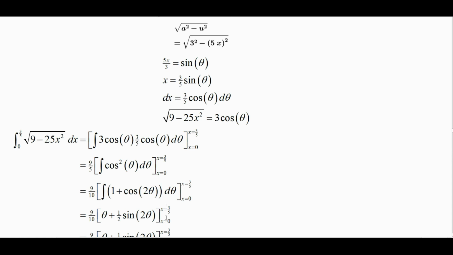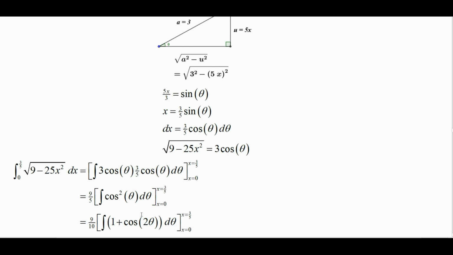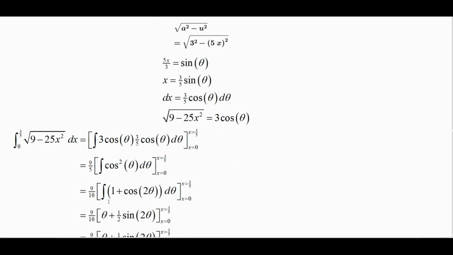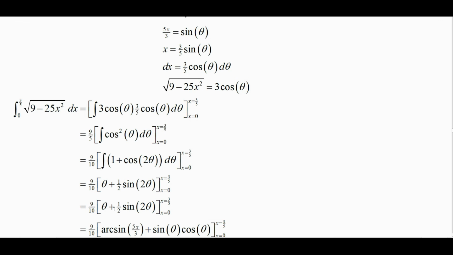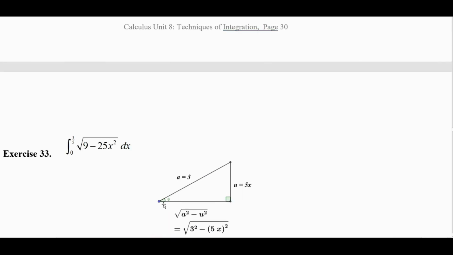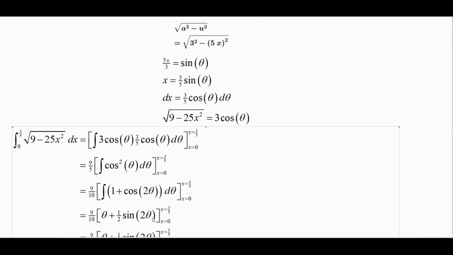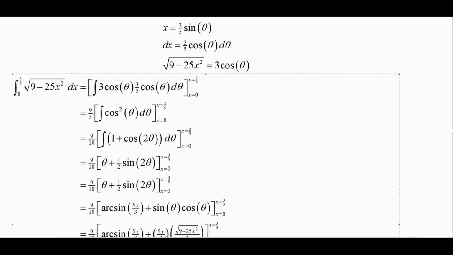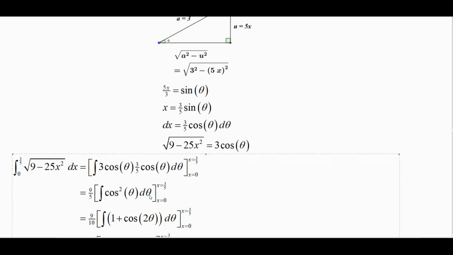Now I'm still not in x's yet, so I've got to keep going. Now I've got to go back up here. From here, sine of theta is 5x over 3, so theta is the arcsine of 5x over 3. So that's what I replaced theta with right here. Oh, wait a minute. Sine of 2 theta. Well, I don't have 2 theta in my triangle. I only have theta, so I need to switch back to thetas. Sine of 2 theta is 2 sine theta cosine theta. The 2 and the 1/2 cancel, so that leaves a sine theta cosine theta here.